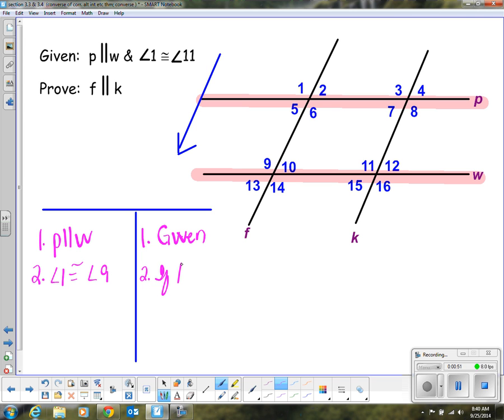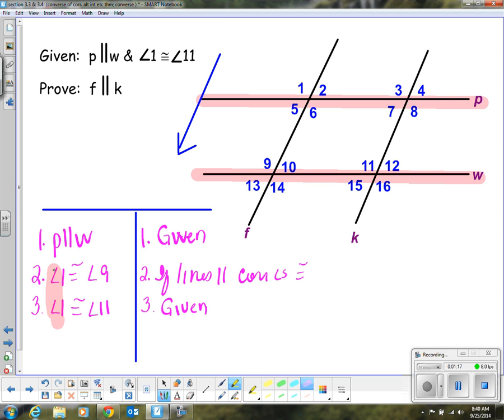If lines parallel, corresponding angles congruent. Are we given parallel lines? Yes. So we go with this form of it. Now, I'm going to rewrite this part of the given. That's given, all right? That is given. Yeah, you have a fill in the proof.